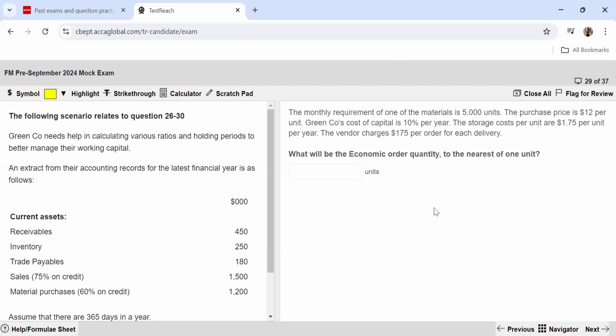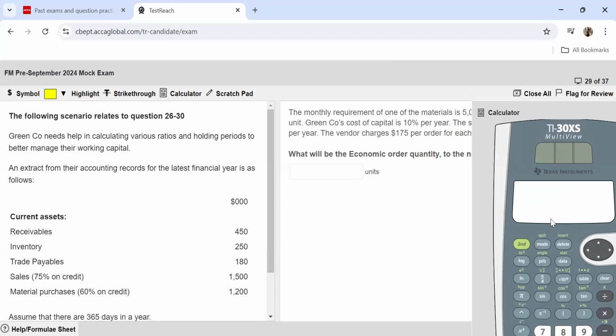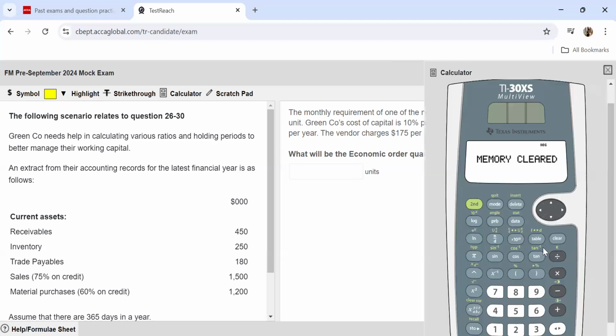We have to find out the economic order quantity over here. Let me open the calculator. I think we're going to need the scientific one. Okay. It does not seem to be working though.